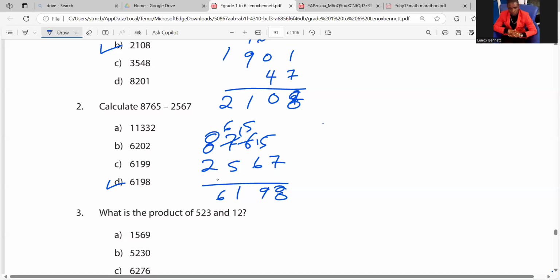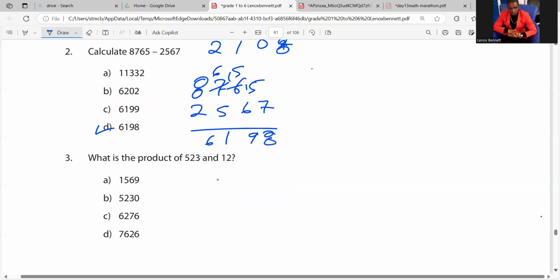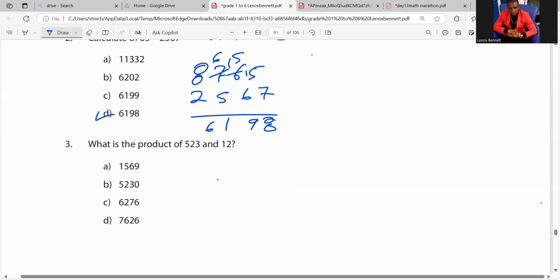What is the product of 523 and 12? Come on. What is the product of 523 and 12? Correct, Courtney Brown. Correct, Jeremiah. Correct, Roger. Correct, Courtney Brown. Kyle, you have to put the number. Correct, McIntyre. Correct, Ali Berry. Correct, Daniel.